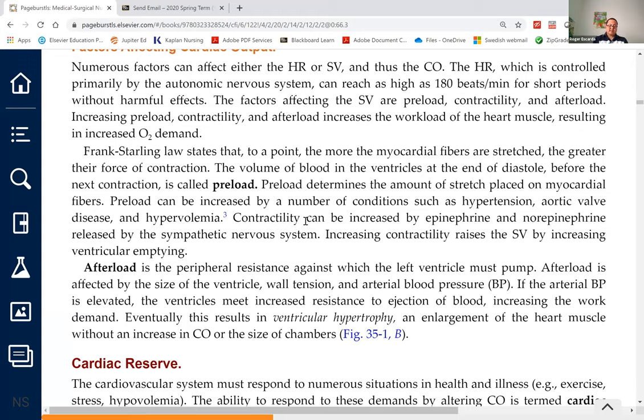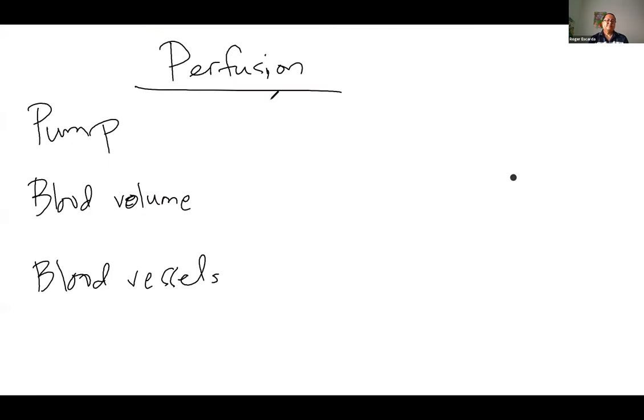So this is still resistance, but unlike preload, which is before contraction, this is now when the ventricles are contracting. So how much force are they pumping against? So going back to the three elements of perfusion, what is afterload referring to? The pump. And the definition is the resistance against which the heart, particularly the ventricles, will pump in order to produce cardiac output.